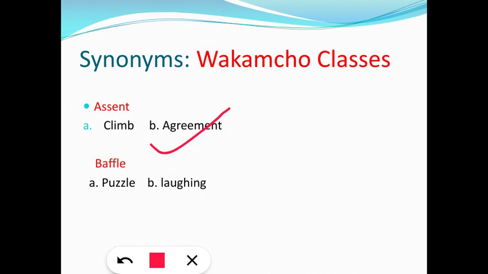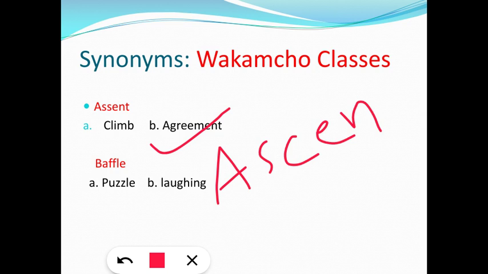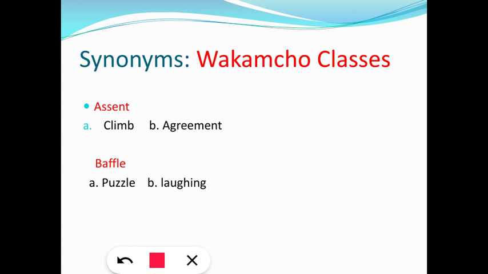And climb, I've given you this option because at the same time I want to make it clear. If the word had been ascent, then the option would have been climb. But remember, don't get confused here. The word is assent, ASSENT. So the correct option would be agreement.